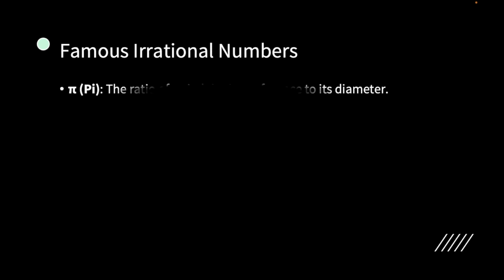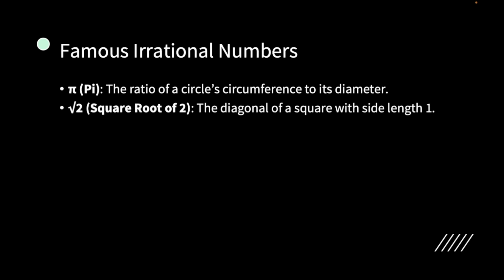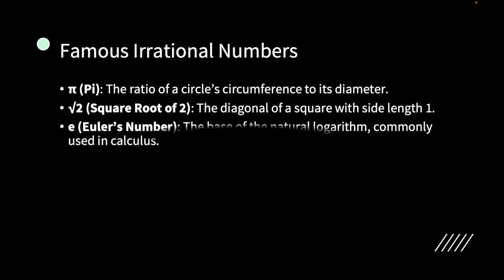There are a few famous irrational numbers that appear frequently in mathematics. The most well-known is pi, which is the ratio of a circle's circumference to its diameter. Another important irrational number is the square root of 2, which is the diagonal length of a square with side length 1. Finally, we have Euler's number, e, which is used extensively in calculus and exponential growth models.